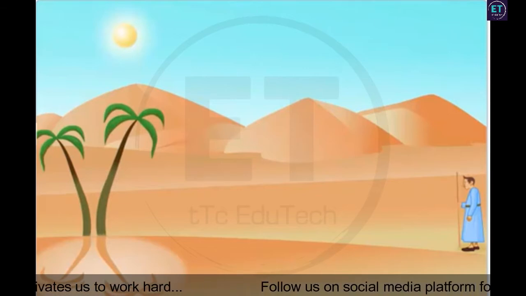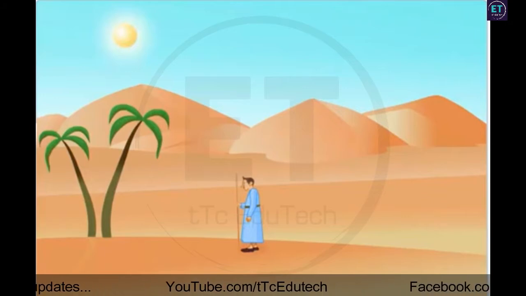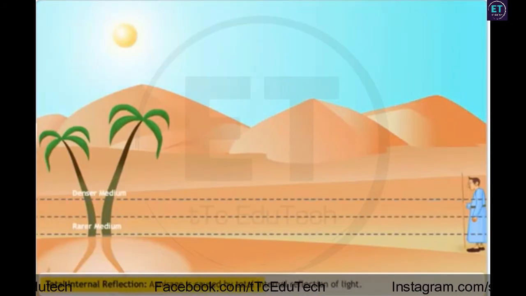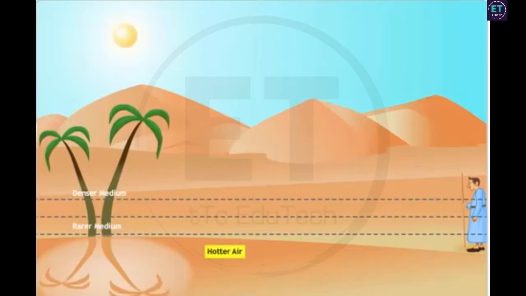However, these images vanish as we approach the location. A mirage is caused by the total internal reflection of light. When the sun is high in the sky, the sand gets hot before the layers of air above it.